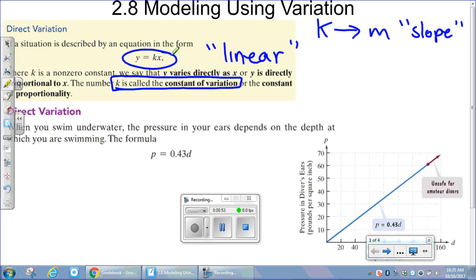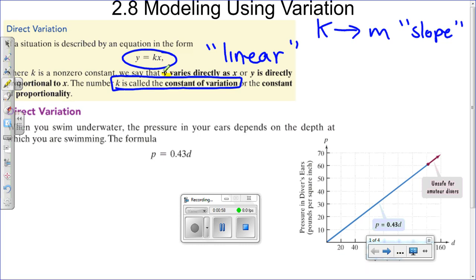So you will know because it will say the following: y varies directly as x, or it may say y is directly proportional to x. So that is how you will recognize that it is direct variation. And so what we have here is an example of direct variation.